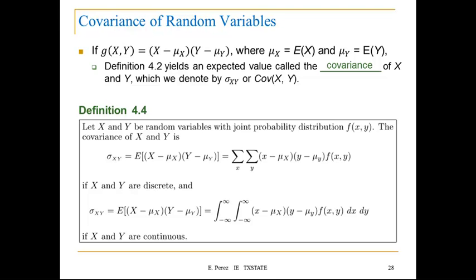So definition 4.2 yields an expected value called the covariance of x and y, which we denote by sigma of x and y, or the covariance of x and y. So by definition, let x and y be random variables with joint probability distributions of x and y. Then the covariance for the discrete case is provided by this expression.